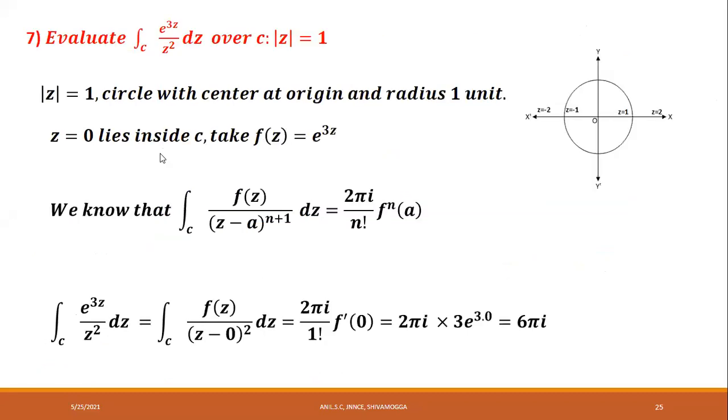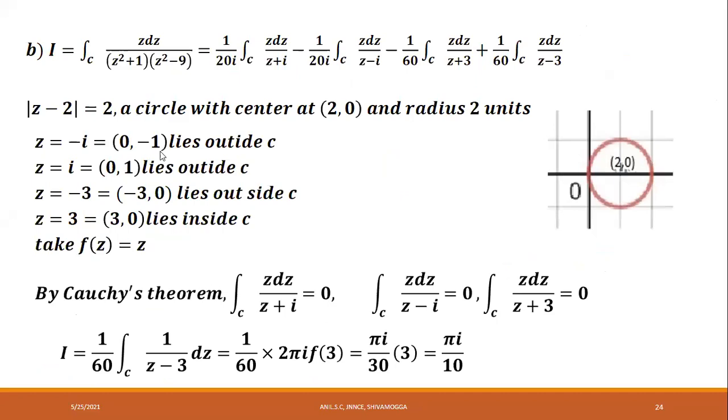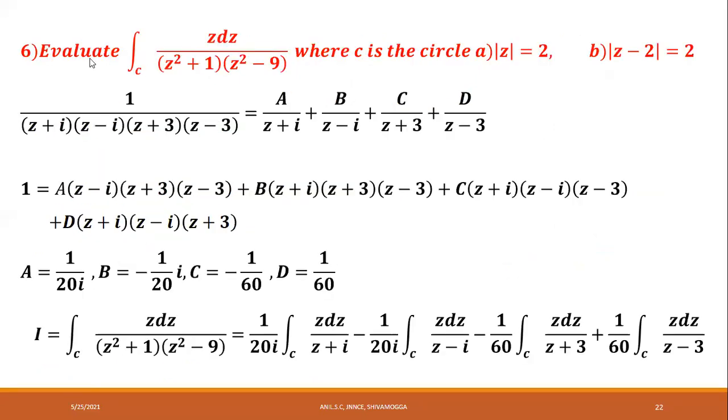Next. Evaluate integral over C z into dz divided by z square plus 1 into z square minus 9, where C is the circle. First case mod z is equal to 2. Second case mod z minus 2 is equal to 2. Integral z dz divided by z square plus 1 into z square minus 9.